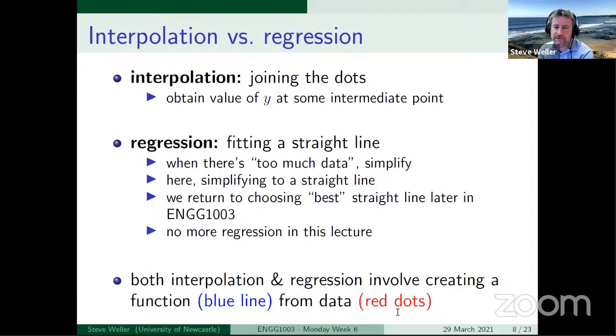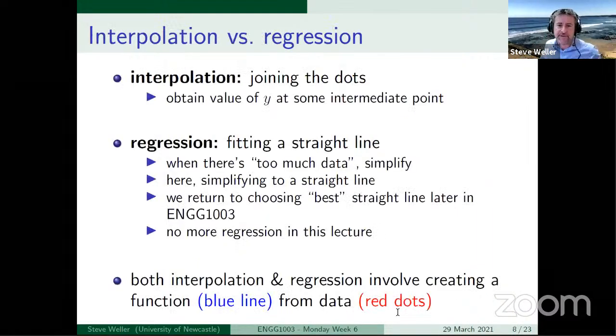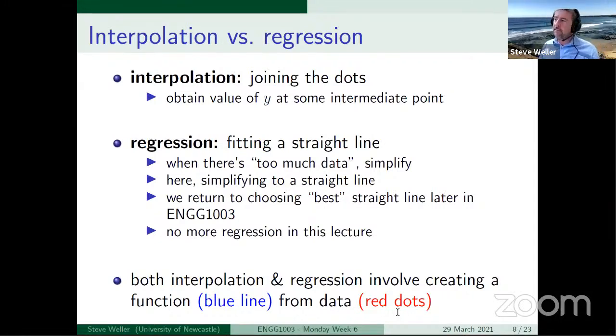So regression is interesting because the principle of regression is that we have too much data. We recognize that there's some underlying process that's probably corrupted by some noise. It looks like as time goes on, the y function steadily increases, but it doesn't perfectly increase steadily. There are some noisy measurements there. And we'll return after the break to talk about how to choose that best straight line. So I won't discuss regression in any more detail in this lecture. We'll defer that till after the break.